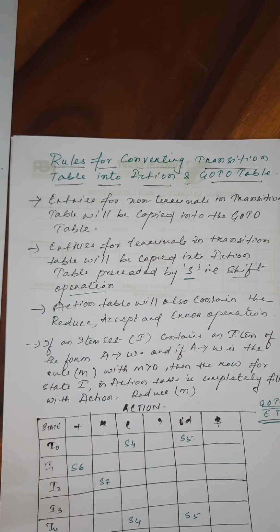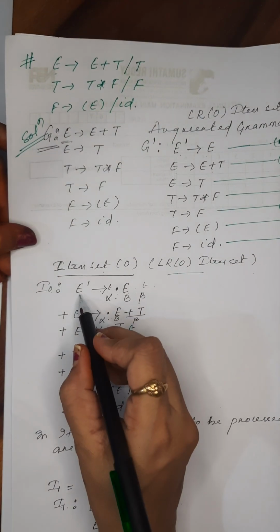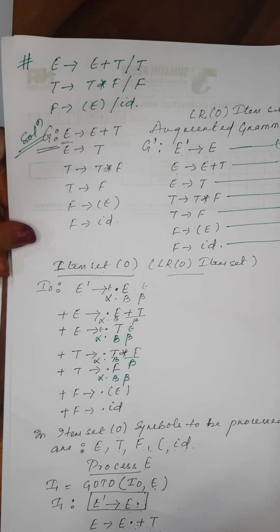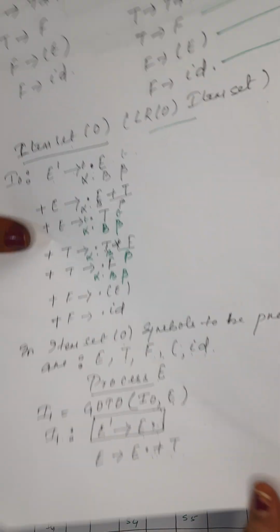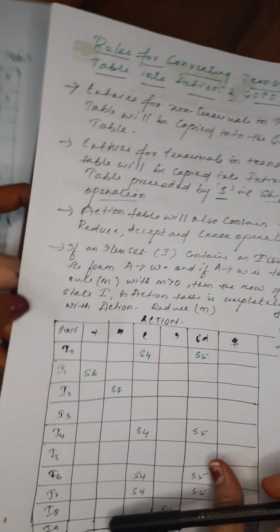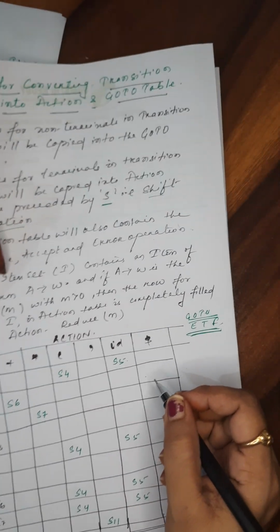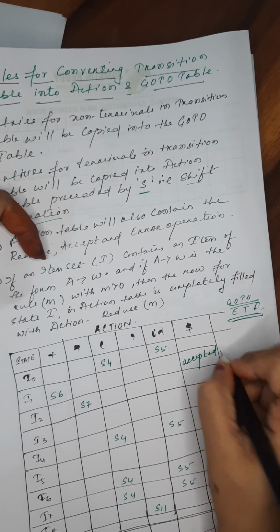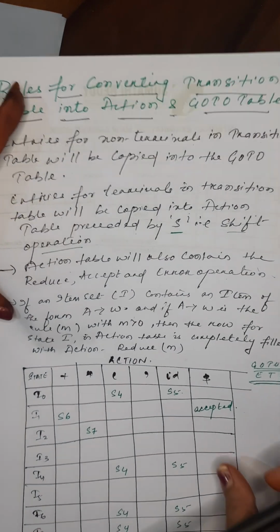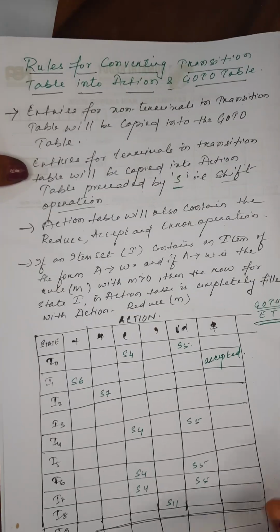Now check. What is the augmented grammar? See, the augmented grammar was E dash tends to E. Where is it completely processed? It is completely processed in item set I1. That means in your row I1 under dollar, what we have to write? We have to write accepted. This is your accept state, and it is only for your augmented grammar. Now we will see what is next.